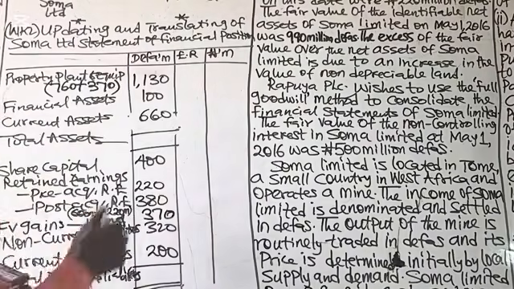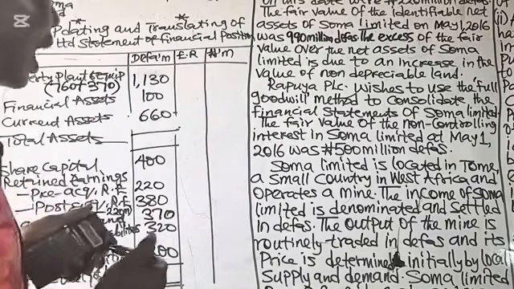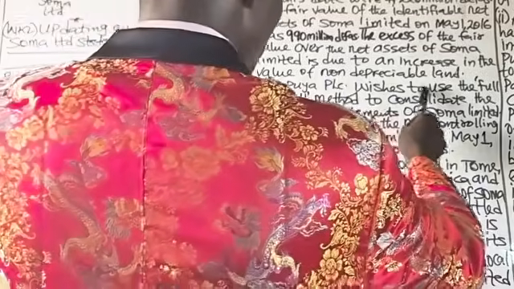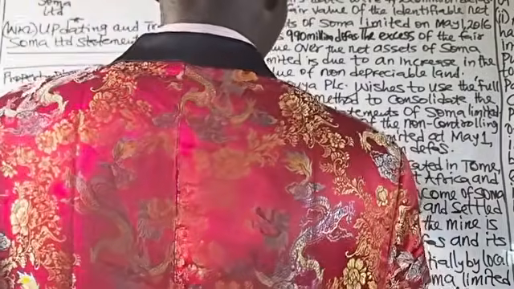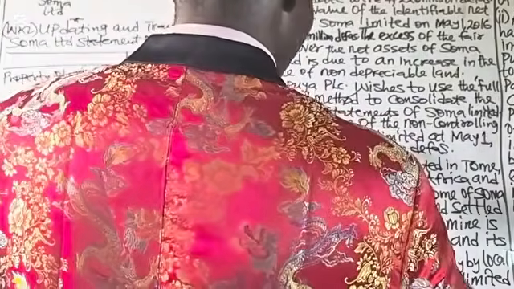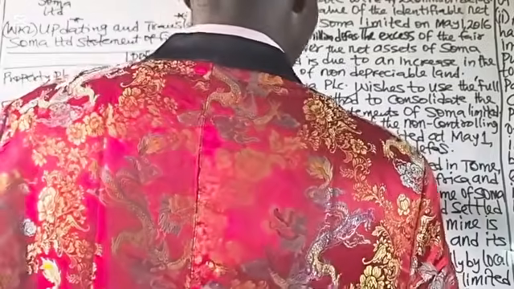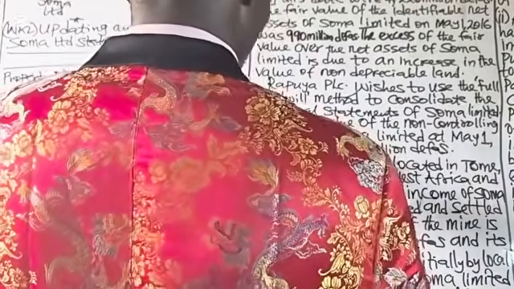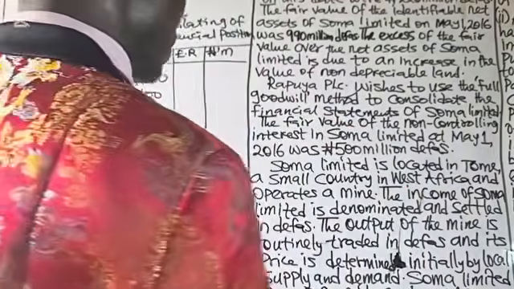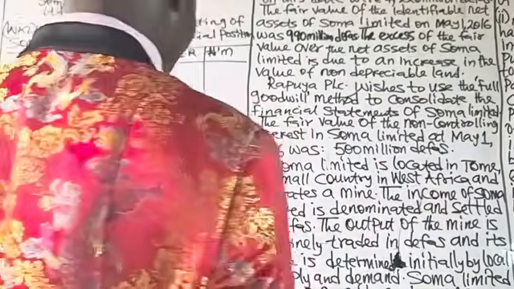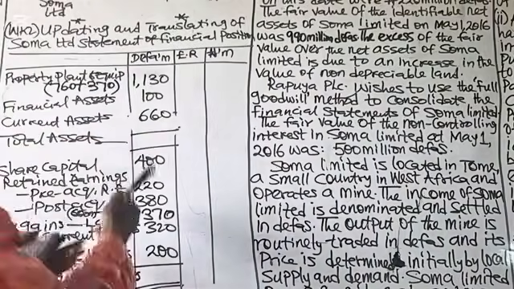Now, we can total the net asset since there are no, if you check, let's read the information here. Rapuya PLC wishes to use the full goodwill method to consolidate the financial statements of Soma Limited. The fair value of the non-controlling interest in Soma Limited at May 1st, 2016 was 500 million. This is the fair value of NCI, 500 million DEFAs. Soma Limited is located in Tome, a small country in West Africa. So these are the information that requires updating.